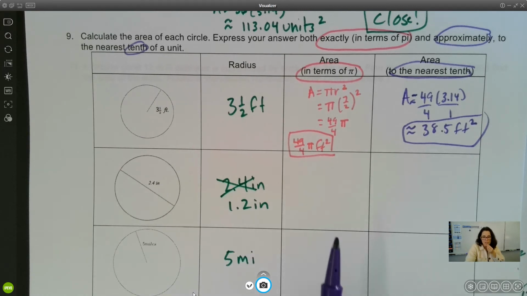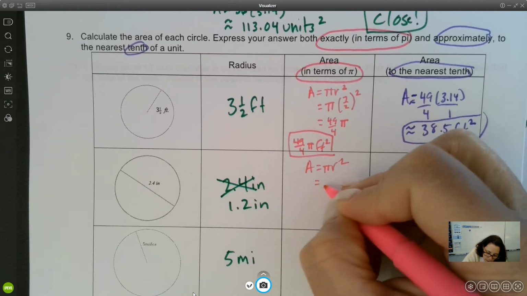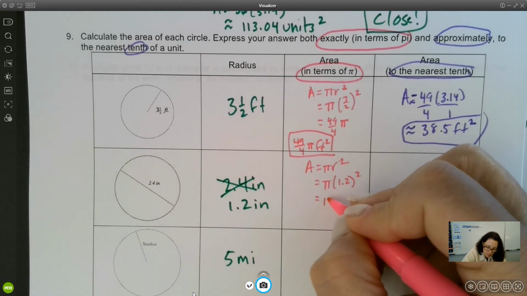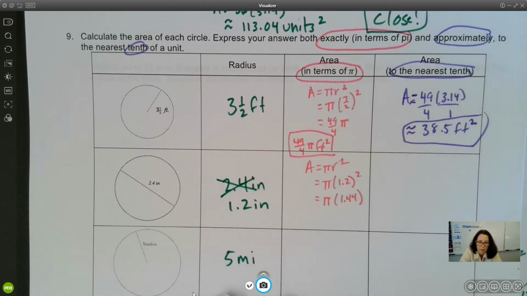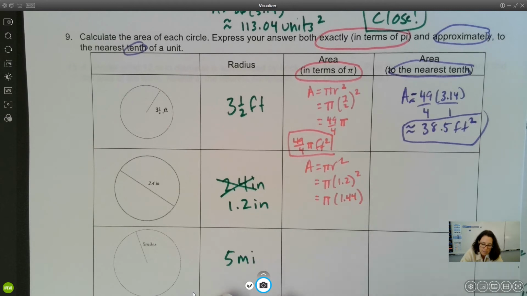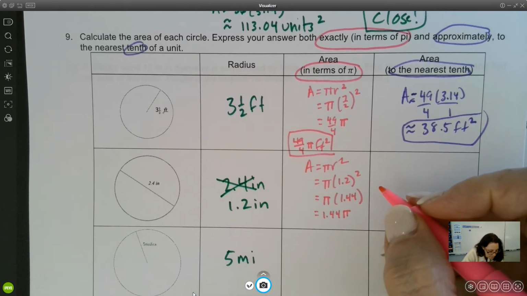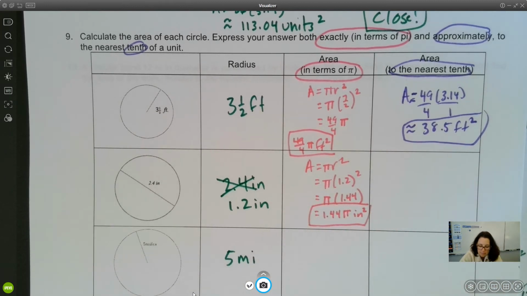All right, you can pause me and try the other two just like we did here and catch up with me and see if you've done them right, or you can hang with me. A equals pi r squared, pi 1.2 squared, pi 1.44. Okay, remember exact in terms of pi means keep the pi symbol. So 1.44 pi inches squared is your answer exactly.